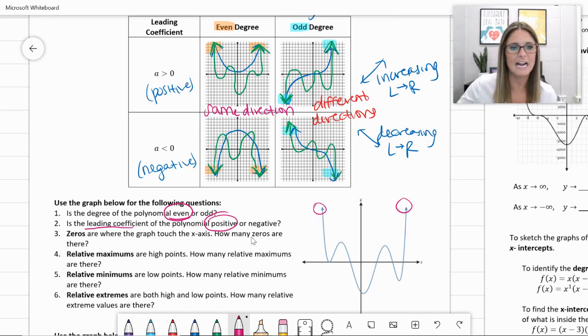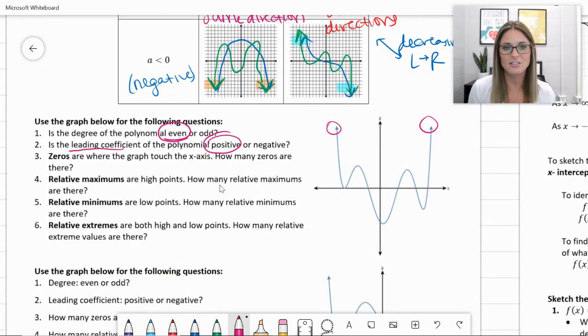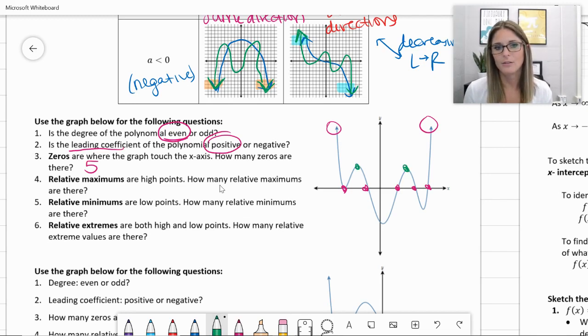All right, some definitions are added in here. Number 3 says zeros are where the graph touches the x-axis. Anywhere it touches, it could touch, it could cross, any of that. How many zeros are there? 1, 2, 3, 4, 5. Number 4, relative maximums are any high points, any tops of the mountains. There are 2 on this graph. Relative minimums are any low points.